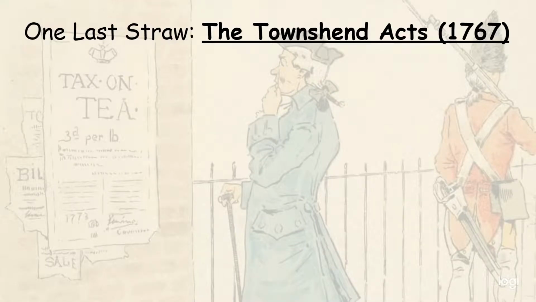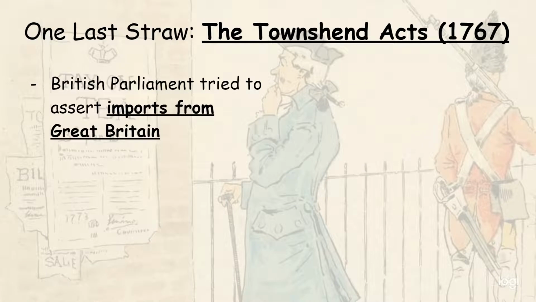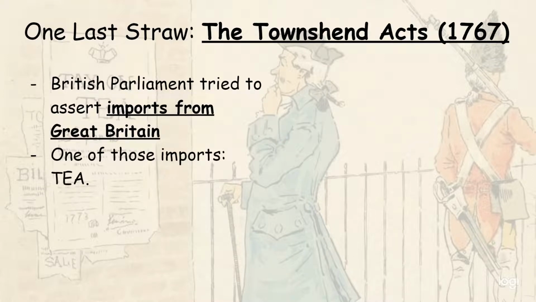So moving on, they end up still taxing a lot more two years later with the Townshend Acts. Alright, British Parliament actually tries to assert that imports from Great Britain are to be taxed. So the imports lead to a couple of things being taxed, but the one import that the Americans are really angry about is tea. Okay, tea being taxed is very, very hard on the Americans because it did not allow American colonists to actually sell tea. All their tea had to come from Great Britain, and therefore declining the American economy even more.